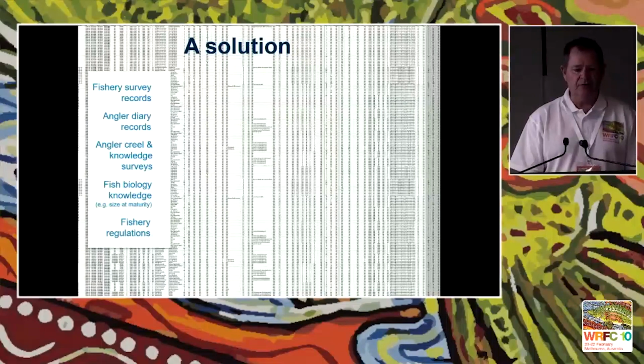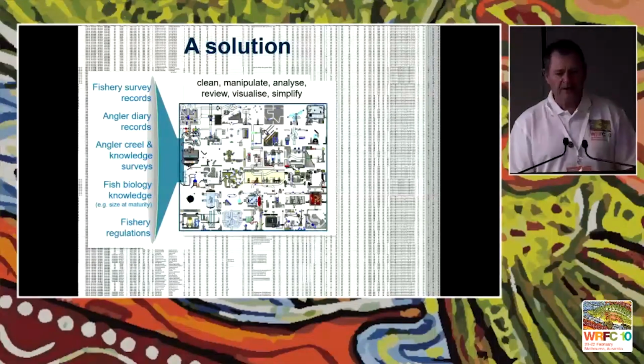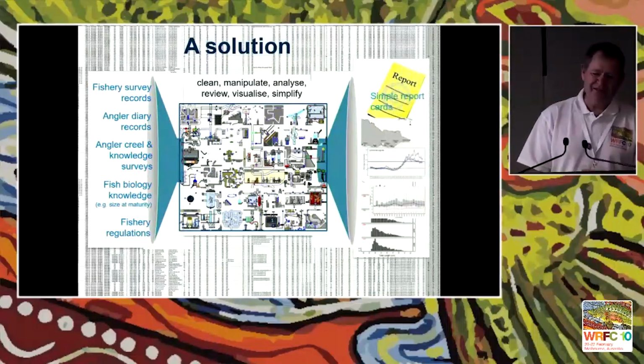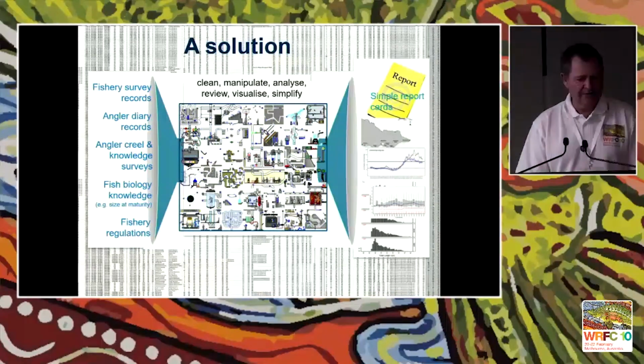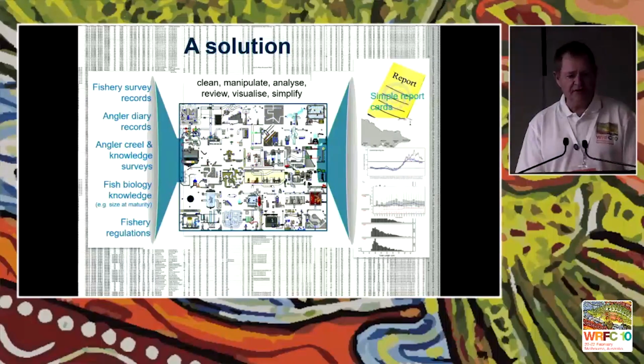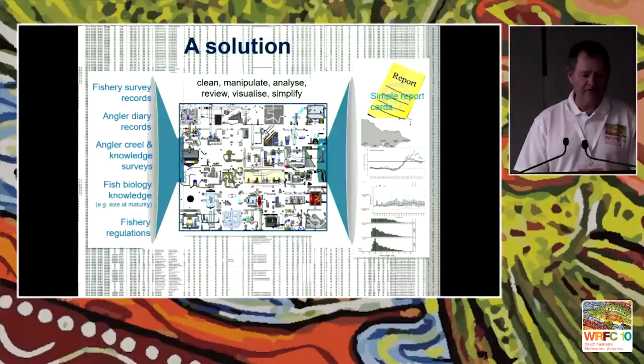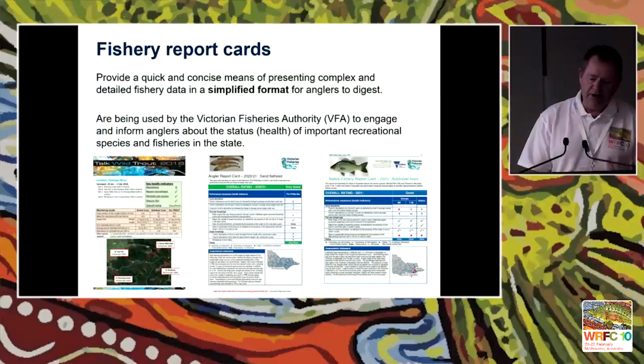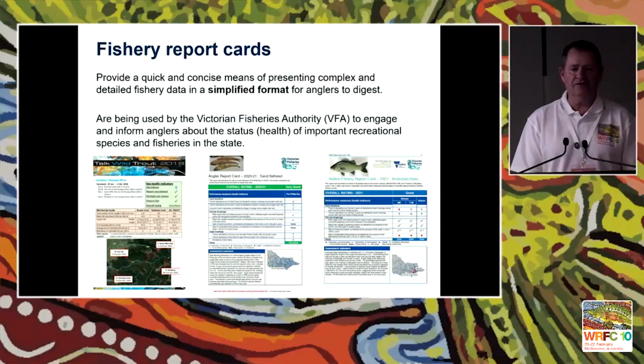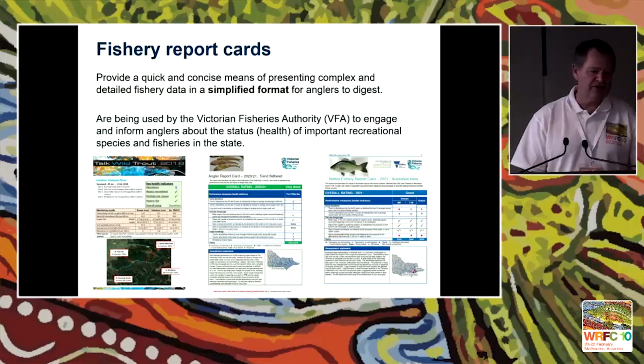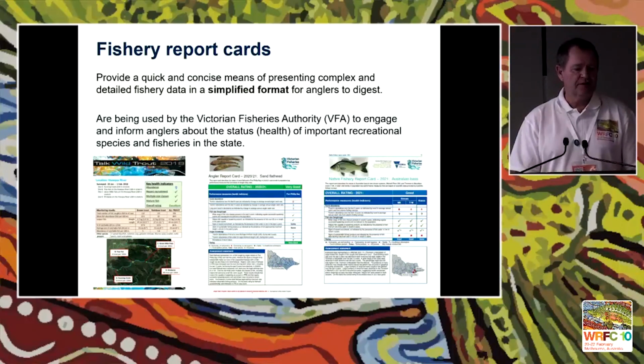So one solution that we've been looking at is generating really simple report cards for the anglers. Taking all that information together, manipulating it, analysing it, synthesising it, visualising it and simplifying it so we can put it into a format that's useful for an angler to digest or understand. To that end, we came up with the idea of using fishery report cards, or just a simple health check for the fish, the stocks or the fishery that they're interested in.